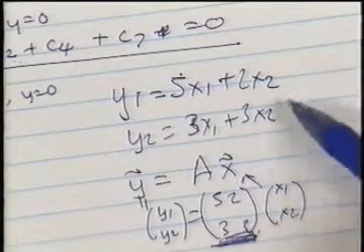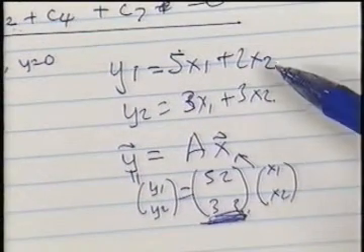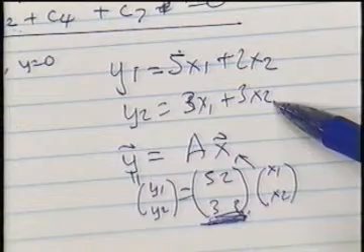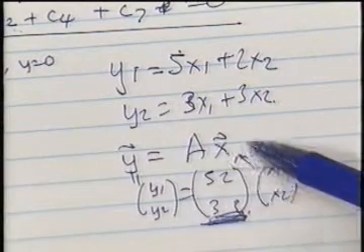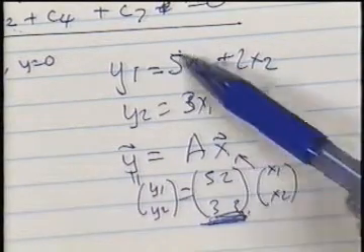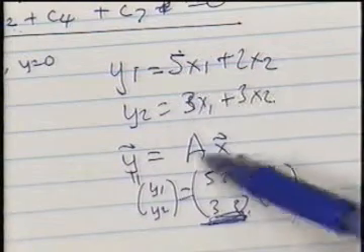Do you see what I'm doing here? These are the equations you've been given. You write them in the form y is equal to Ax. So A is just the coefficients, 5, 5, 2.